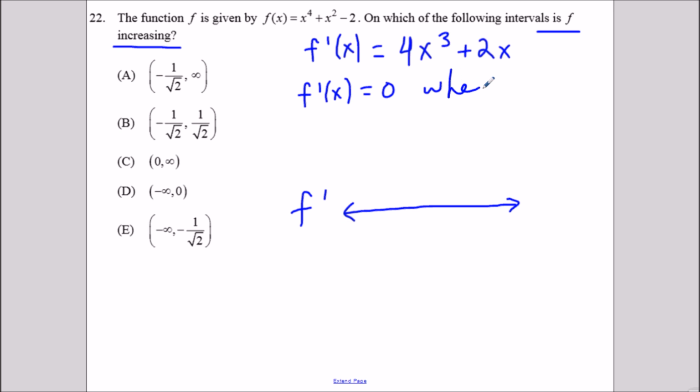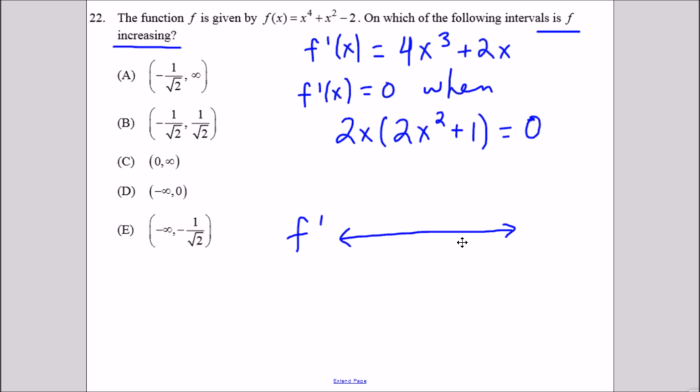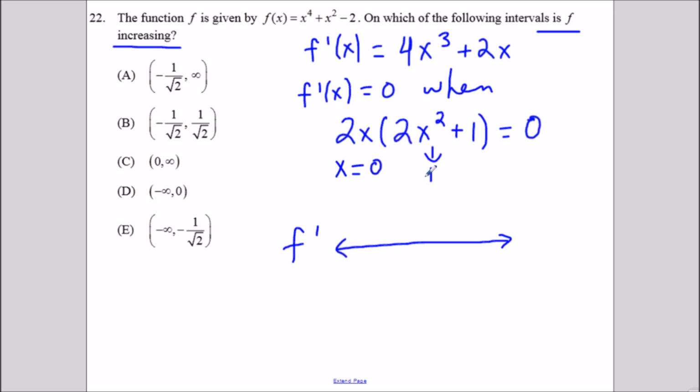So to find the zeros, we're going to set this derivative equal to 0, but we're going to factor out the GCF. So we'll have 2x times, and we're left with 2x squared plus 1. So what we need to do is we need to find the roots. And to find the roots, notice the first factor is just going to give us x equals 0. But the second factor is always positive. 2x squared plus 1 has no roots because it is always positive. So the only critical value that we have is at 0.